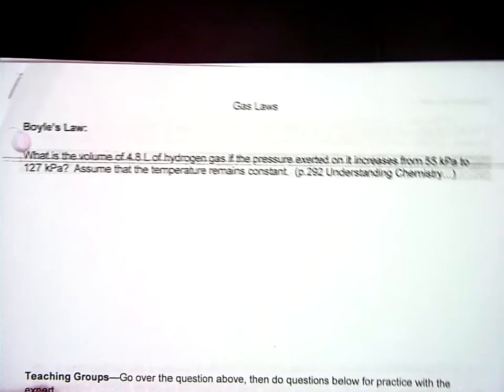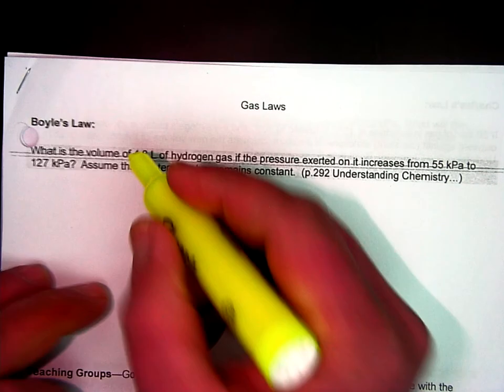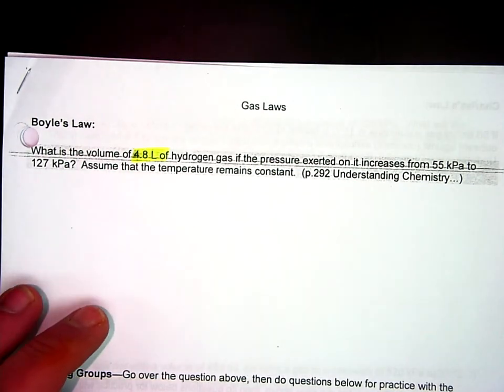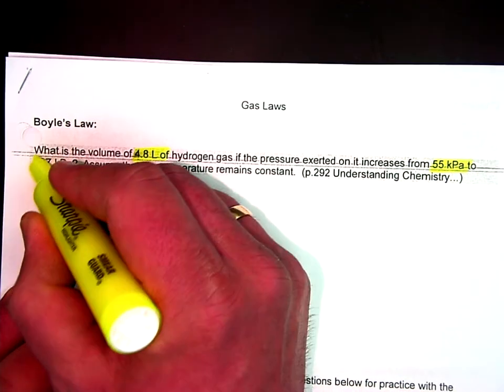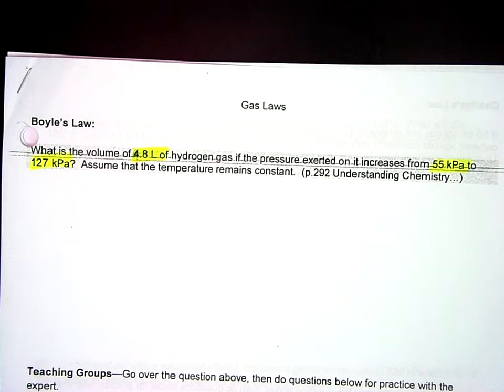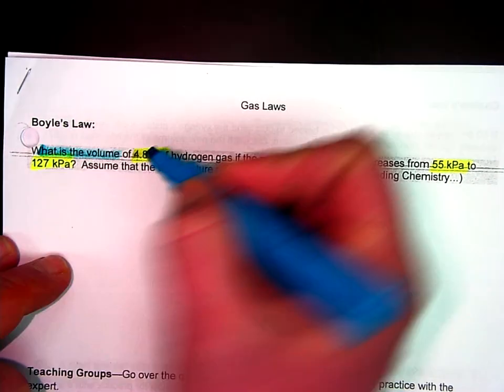Boyle's law says basically, what is the volume of 4.8 liters of hydrogen gas? We're just going to identify all the important stuff here. If the pressure exerted on it increases from 55 to 127, and assume that the temperature remains constant. The question is, what is the volume?